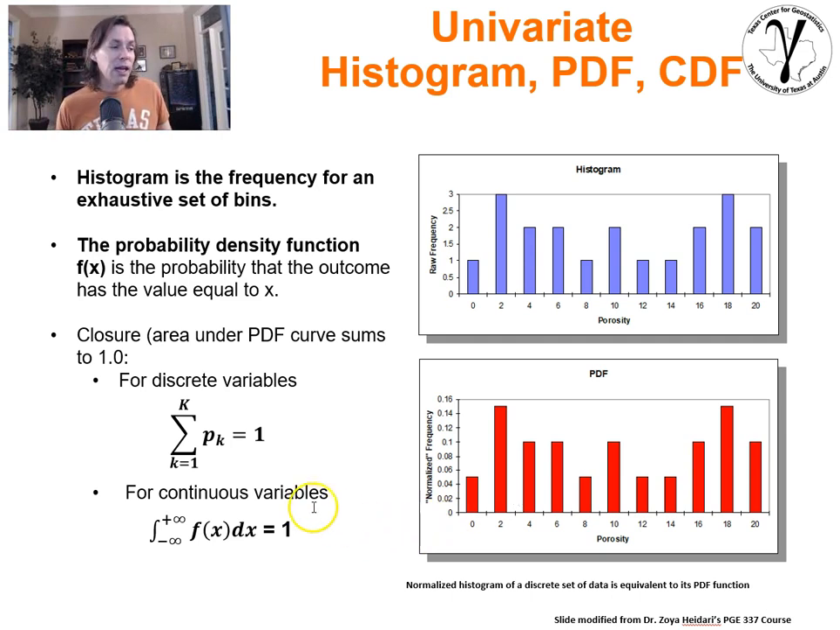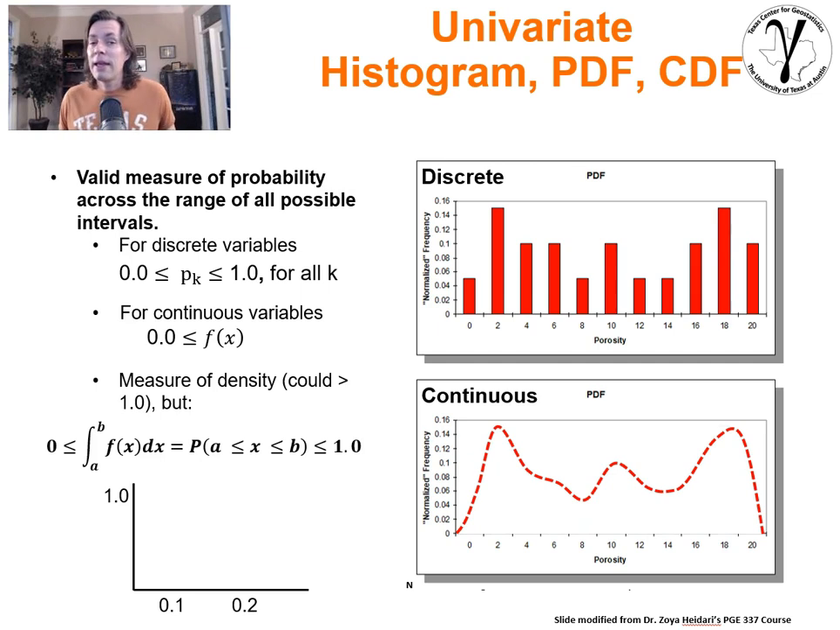For a continuous PDF, which we'll show next, you integrate from negative infinity to positive infinity over the density function, and you will find the area under the curve is equal to 1. So how do we know our PDF is valid? What are the rules? Well, in general, it will be valid if, for a discrete case, for every one of the bins, the probability value associated with a bin is between 0 and 100% for all of the bins K.